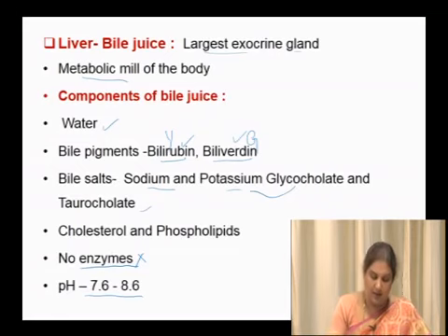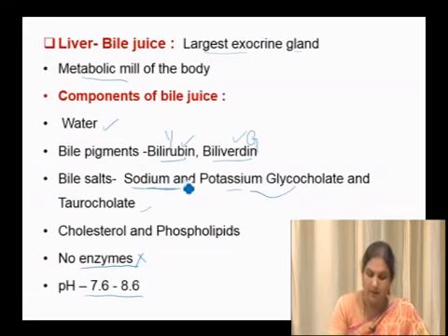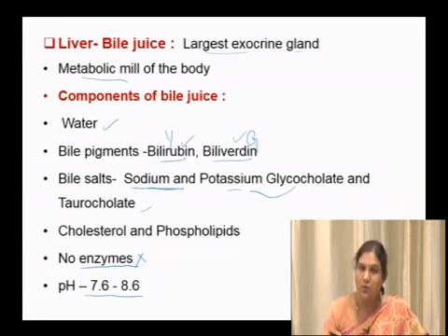You may wonder, there are no enzymes, but what's the role of this bile juice? The most important role is that it helps in emulsification of the fat. The larger globules are broken down into simpler granules by the action of the bile salts, exactly as a soap solution would be converted.